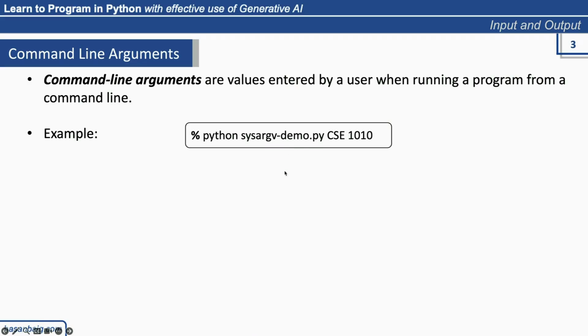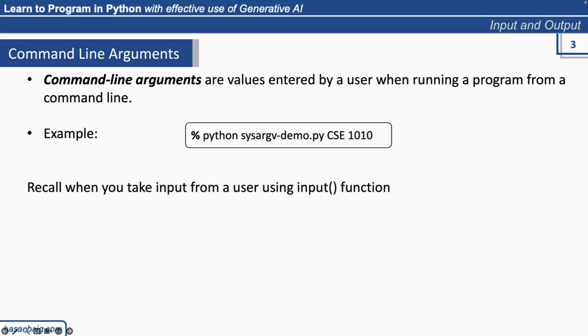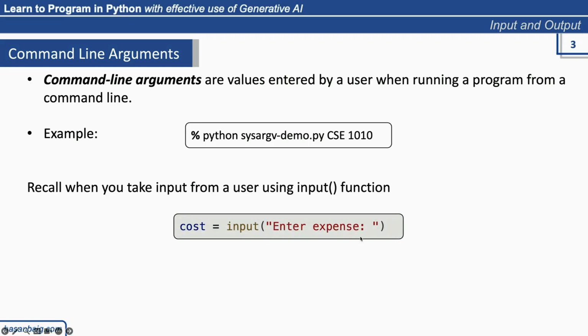So recall, when you take input from a user using the input function, how do you store it? Assigning it to a variable, right? It's like this. You take an input, you display a meaningful message, enter expense, and whatever the user specifies, you would assign it to a variable, cost equal something, whatever. Agreed? If I do not use this assignment, if I just collect the input, what will happen? Will I be able to use it later in the program?